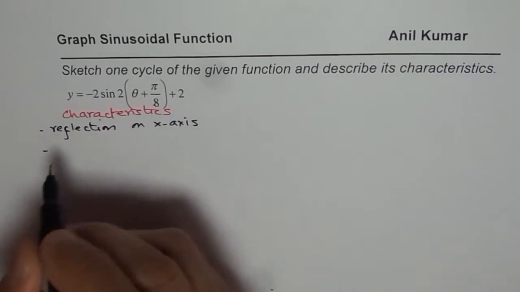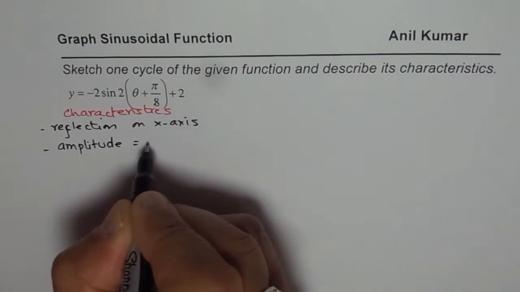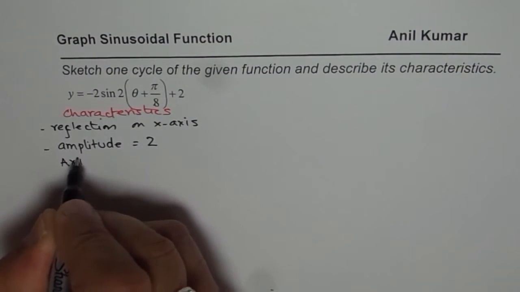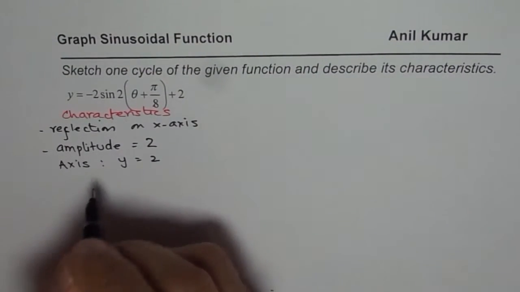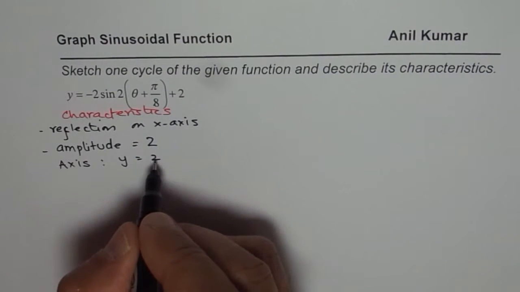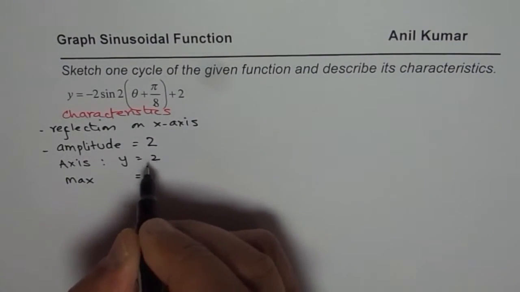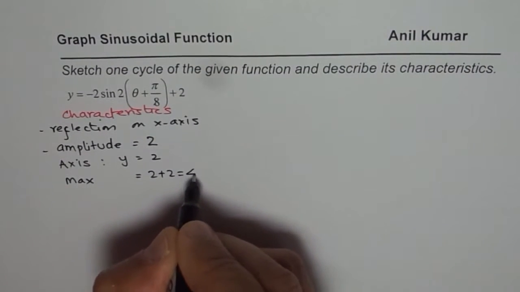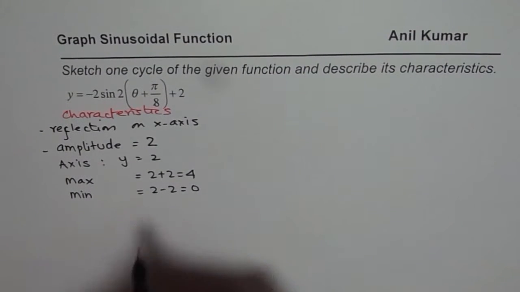Now 2 gives us the amplitude. So we know the amplitude for this wave is 2 units. Plus 2 here will give you the axis, so we'll say the axis is y equals plus 2. Now from the axis and amplitude we can get the maximum and minimum value. From the axis it can go 2 up and 2 down. So the maximum is 2 plus 2, which is 4, and the minimum value for this sinusoidal function will be 2 minus 2, which is 0.